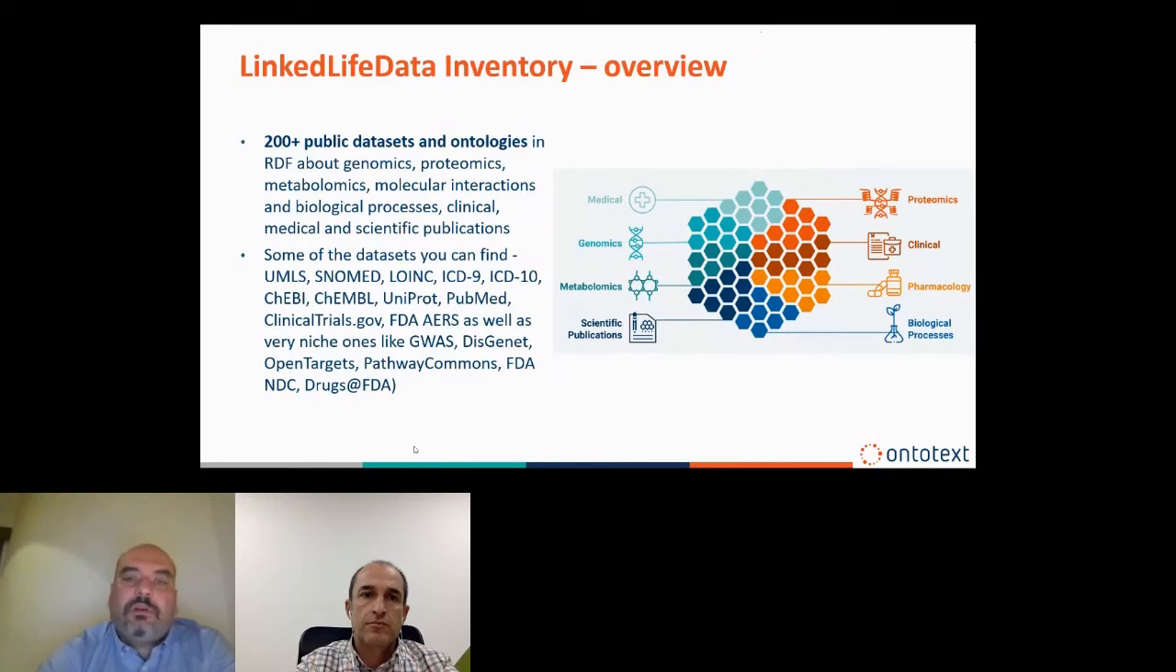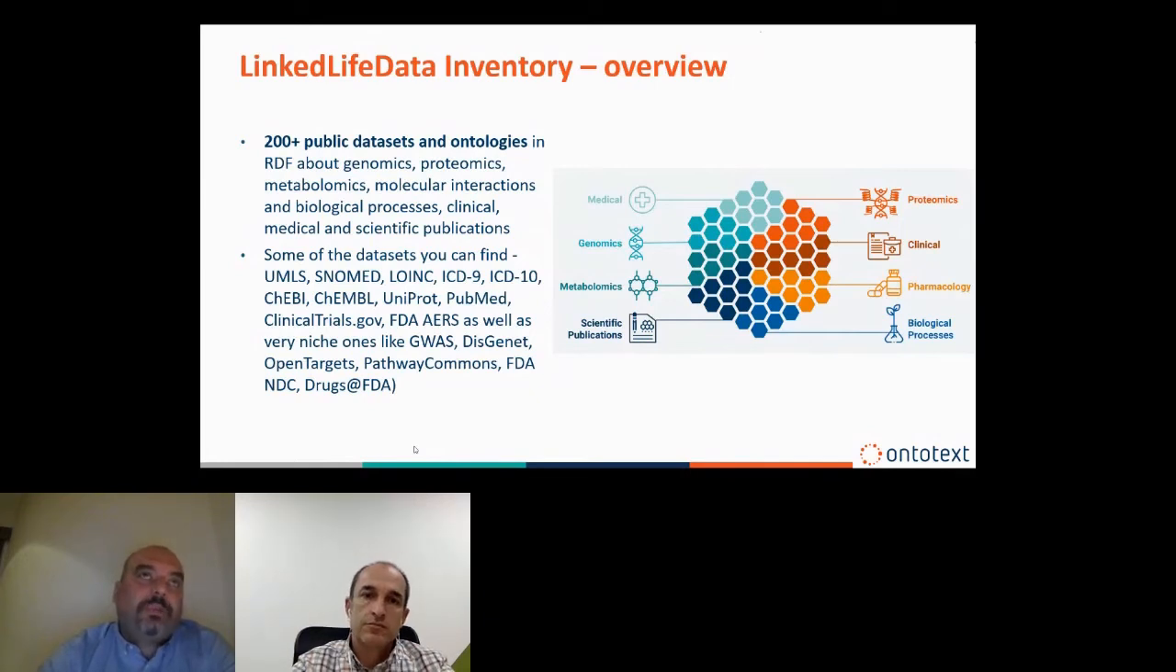They span various domains, starting from genomics, proteomics, metabolomics, pathways and interactions, clinical, medical, and various types of scientific publications. An important category of those data sets are the referential ontologies and terminologies that we use. Some of those are already distributed in RDF format, like SNOMED-CT. However, others, like for example MedDRA and ICD-9, 10, and many other medical terminologies, are not yet available in RDF and not maintained by the publishers in such a format.